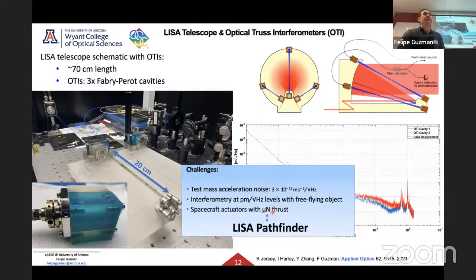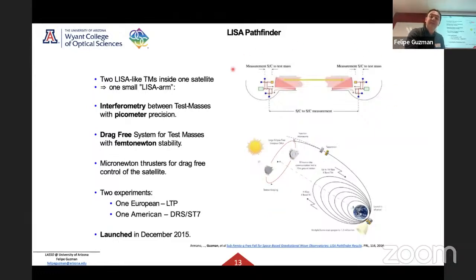Those are what we call microneutron thrusters. So that was the idea of LISA Pathfinder, basically to take one arm of LISA, shrink it down to a single spacecraft of about 38 centimeters, and then test these technologies. LISA Pathfinder was never meant to observe any sort of gravitational waves. It was only intended as a technology demonstrator. And so we flew interferometers, we flew microneutron thrusters, and the test masses, of course.